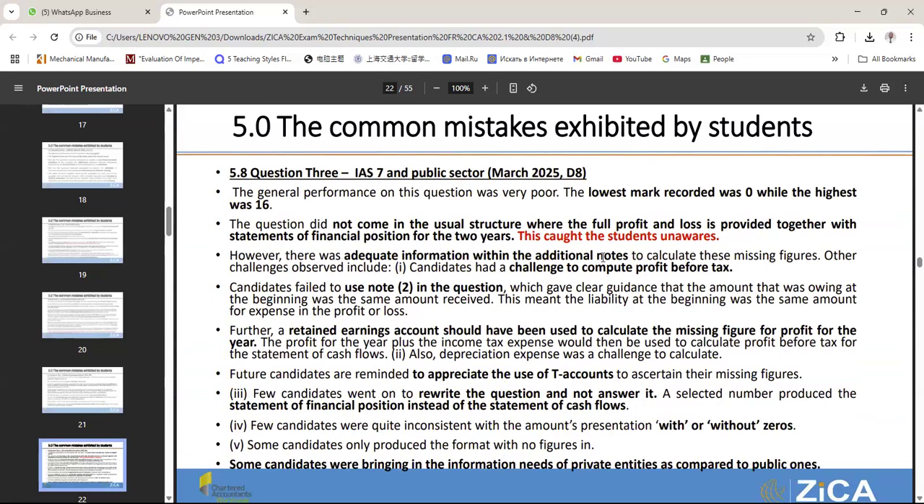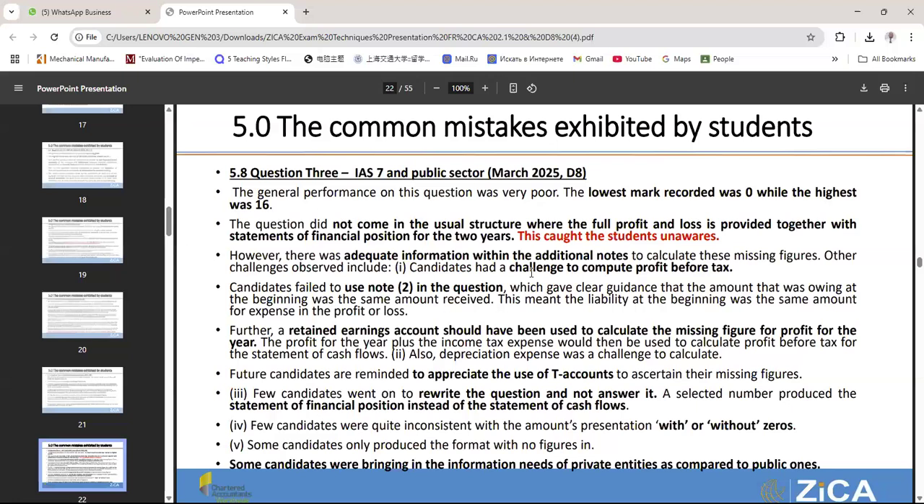How can you get 0 on cash flow? Now, why was it a challenge? This also is a unique question which came. Why? Students were not given an income statement. Now, mind you, when you are using the indirect method, you start with the profit before what? You start with the profit before tax.